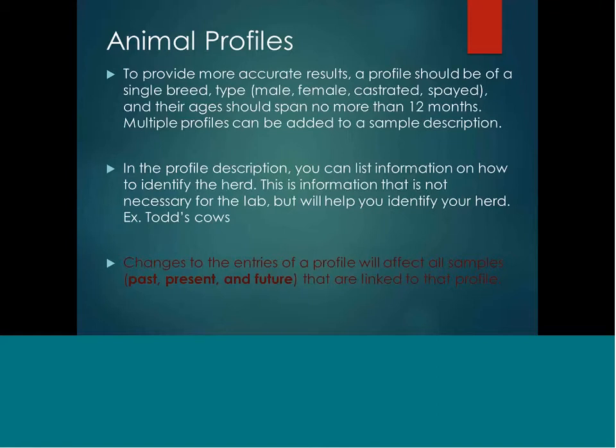And then at the bottom, you'll see we have in red, changes to the entries of a profile will affect all samples, past, present, and future, that are linked to this profile. We'll get into this a little bit more as we go through the logging in and using NUTBAL, but just know that if you create an animal profile for maybe a GAN lab number that you used last year, and then you go back in this year and alter that profile as far as like the breed or the age, things of that nature, it will affect that sample that you used last year.